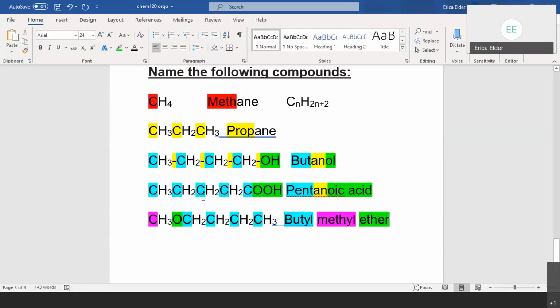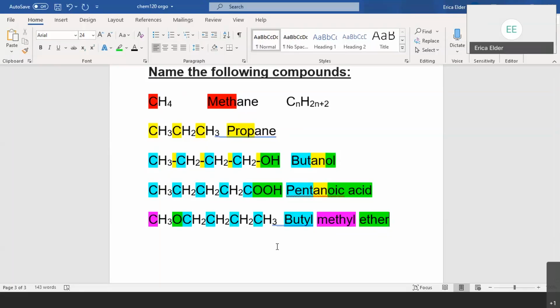We have our carbon chains named as their alkyl runs, and then we have them in alphabetical order, and they are placed in order based on their alphabetical placement. So butyl, methyl, ether.